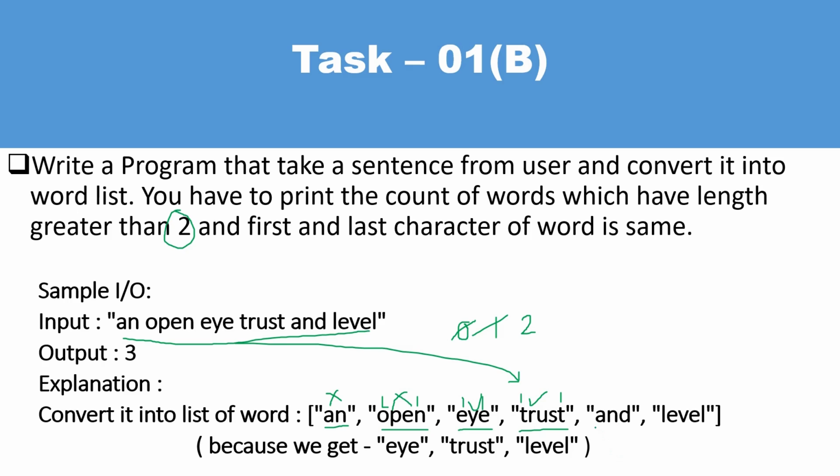So now let's move to the next one, and here you can see that it has a length of 3, which is greater than 2, but the first and the last character are not matching. The first character is A and the last character is T, so we are not going to consider this one.